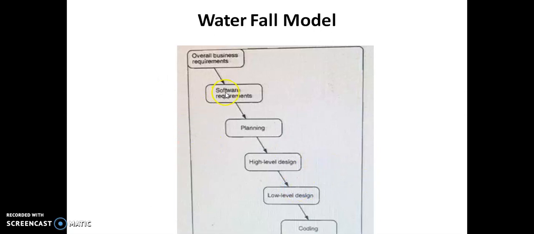This is a simple diagram which explains the waterfall model. The waterfall model begins with the overall business requirements, proceeds to the software requirements, then the planning is done. The high-level design is done. Next, a detailed low-level design is done. Next, with the help of the design, we move to coding, and finally, after completing the coding, a testing phase is done. And after the testing is completed, it is ready for deployment at the customer site.